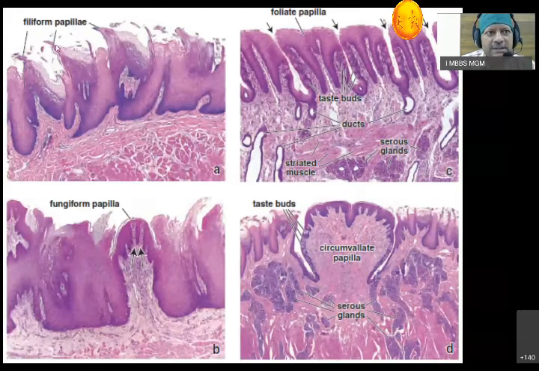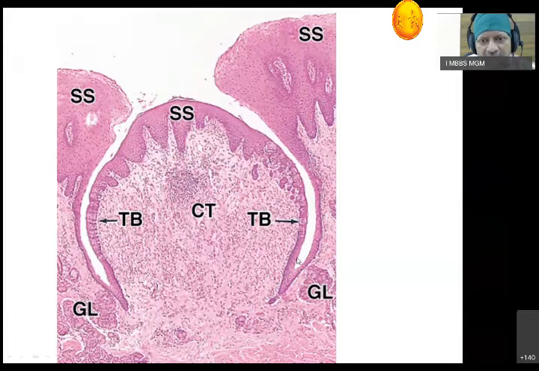So to summarize: filiform papillas, fungiform papilla, foliate papillas, and circumvallate. So we just shift slightly to talk about the taste. This is what circumvallate looks like.